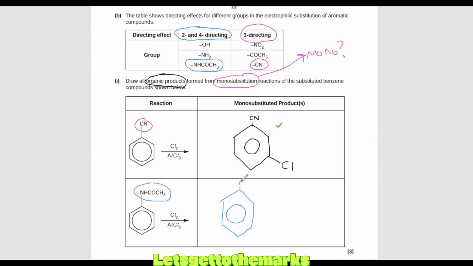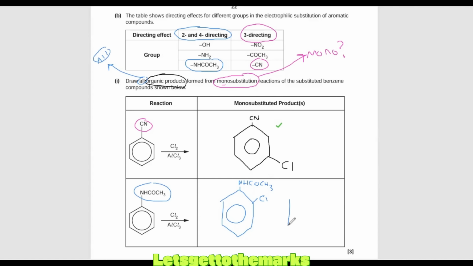But remember, it's mono-substitution, so an easy mistake to make here would be to misread the question and to add a chlorine here at position 2 and then again at position 4. That would be double substitution. We want mono substitution. So if you didn't get that right, read the flipping question.